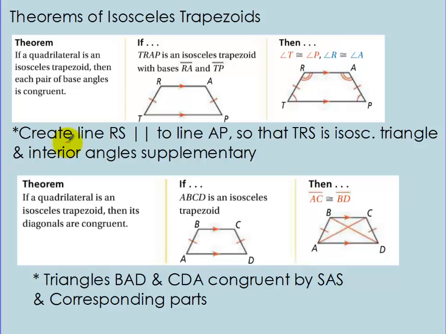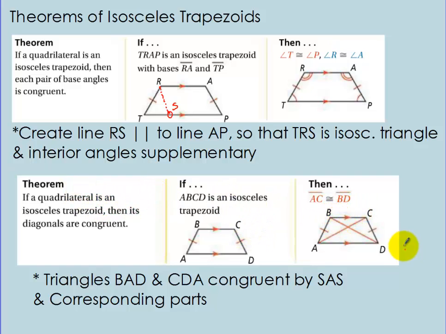If you wanted to look at the proof, what you got to do is you got to create a line that's parallel to RS, we'll call it parallel to AP. So it'll look kind of like this, and S would be right here, and these two lines right here are parallel. So if you did that, then you have the triangle TRS. It's an isosceles triangle, and then you got transversal and interior angles of the transversal being supplementary, and you can make that proof.